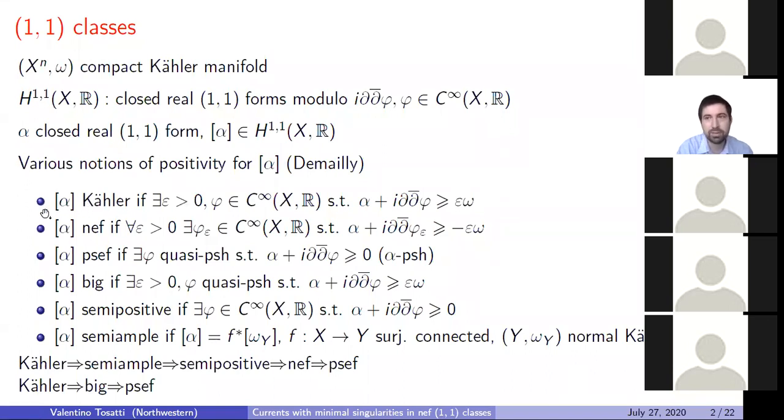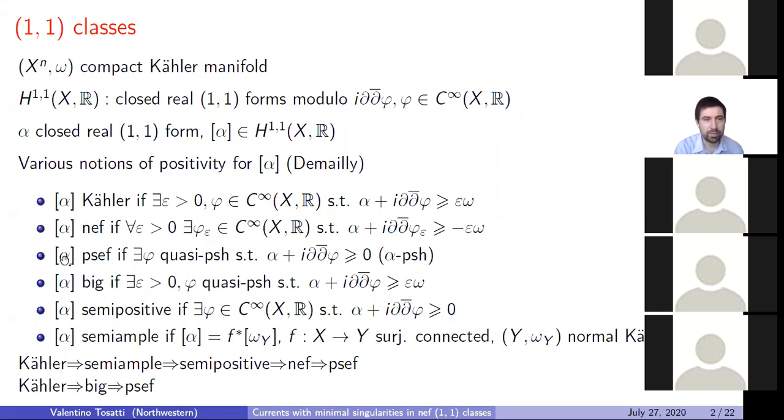And if one takes the closure of the positive cone, one obtains the second notion, which is called nef, which says that for all ε strictly positive, you can find a smooth function φ_ε, which does depend on ε now, such that α plus dd^cφ_ε is bigger than or equal to minus εω. So it's almost semi-positive. And as I said, it's a simple exercise to show that a class is nef if and only if it's a limit of Kähler classes. So this is simply the closure of the previous condition.